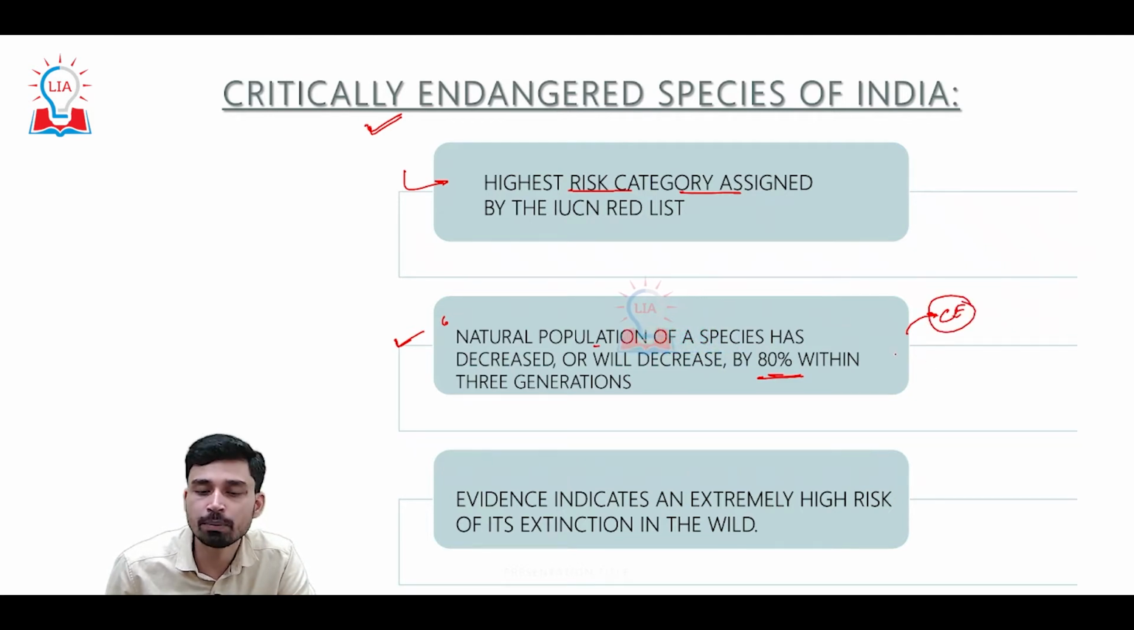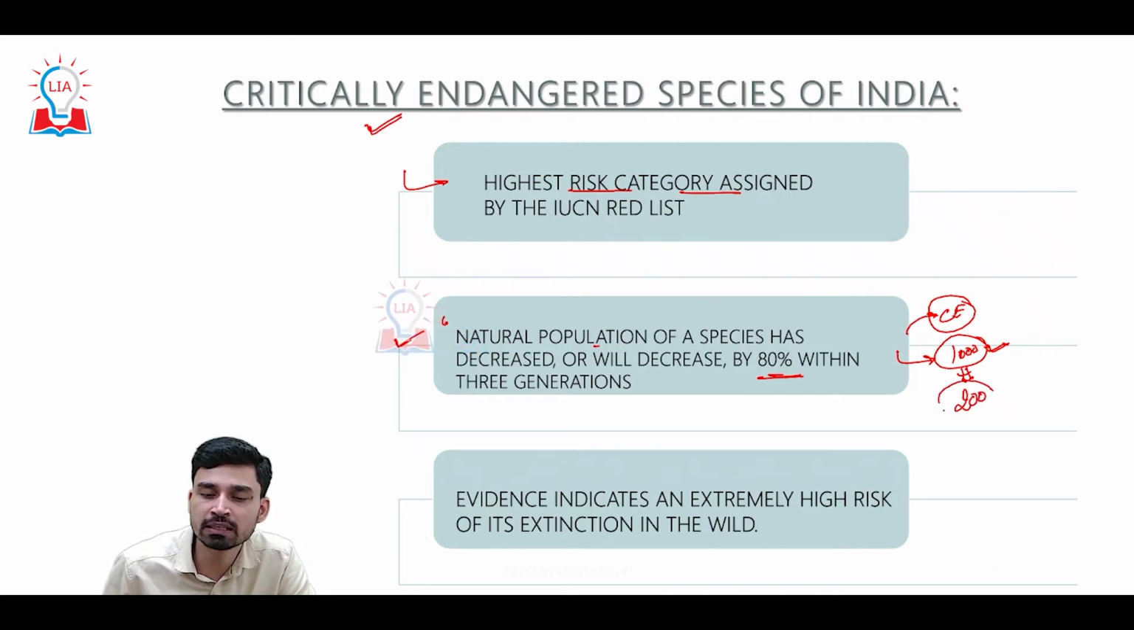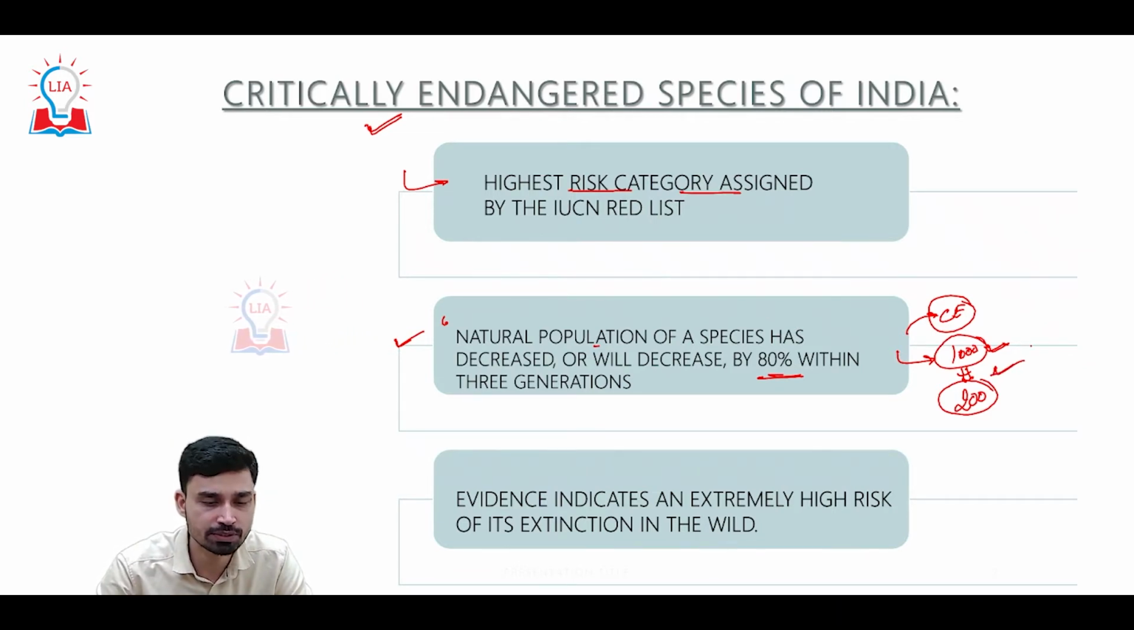To give you an example, if the number of individuals of a particular species of animal is 1,000, and I believe that in the next 3 generations this number will dwindle down by 80% and go down to 200 or less, then it becomes eligible to be categorized as a critically endangered species.